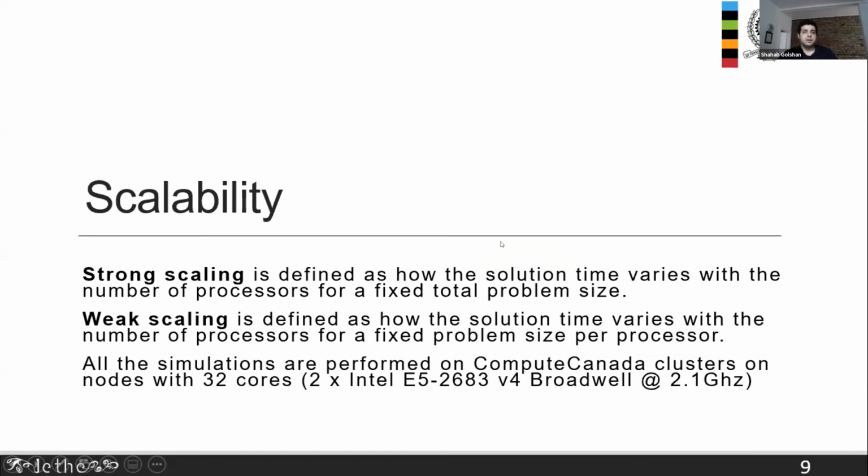So in the following, I'll present the results of weak and strong scaling analysis of LetterDEM. You can read the definitions of the strong and weak scalings here. And I should mention that all the simulations were performed on Compute Canada clusters on nodes with 32 cores.